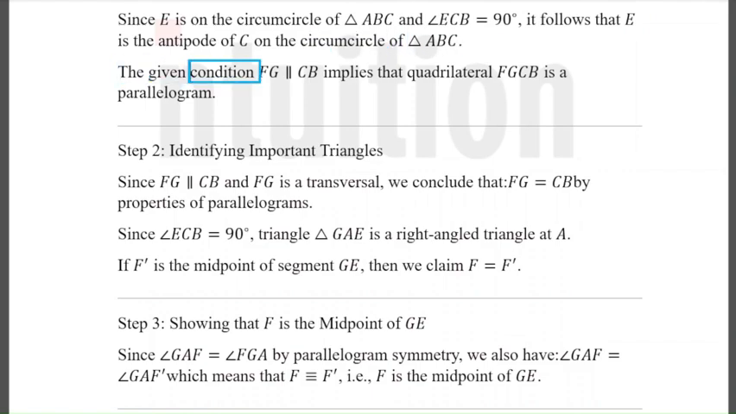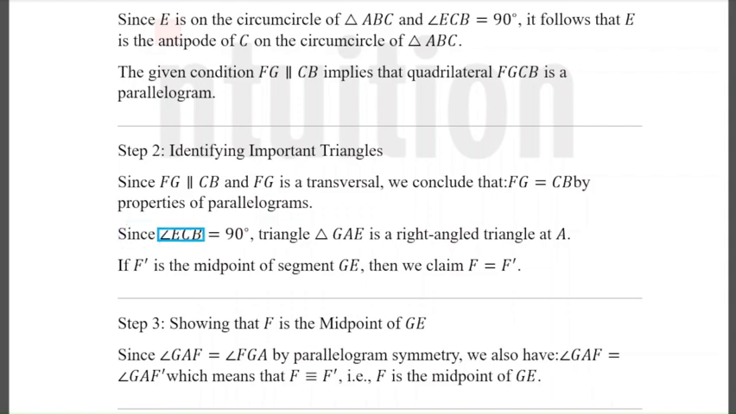The given condition FG parallel to CB implies that quadrilateral FGCB is a parallelogram. Step 2. Identifying important triangles. Since FG is parallel to CB and FG is a transversal, we conclude that FG equals CB by properties of parallelograms.